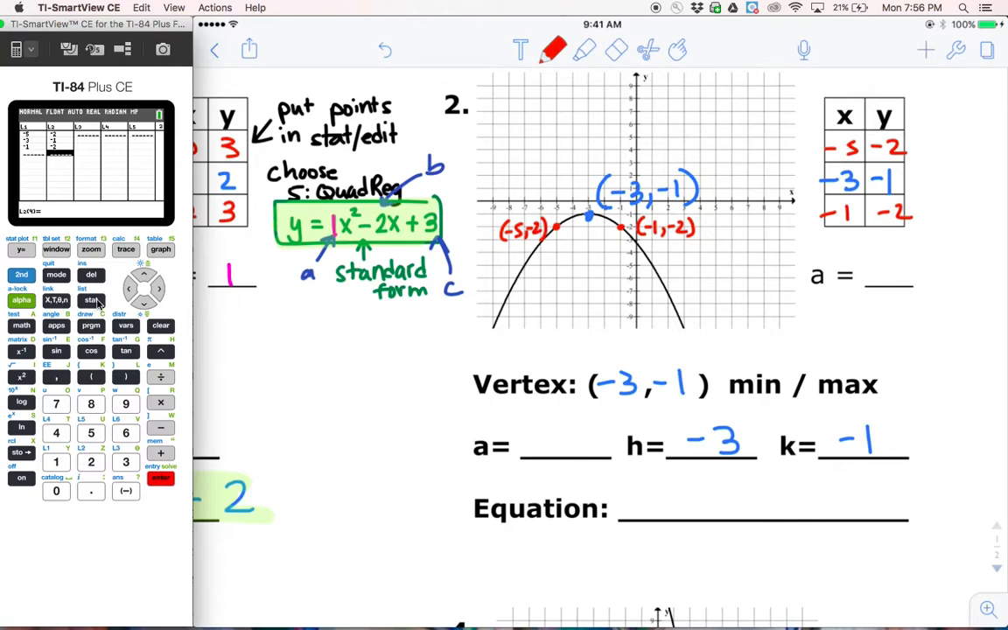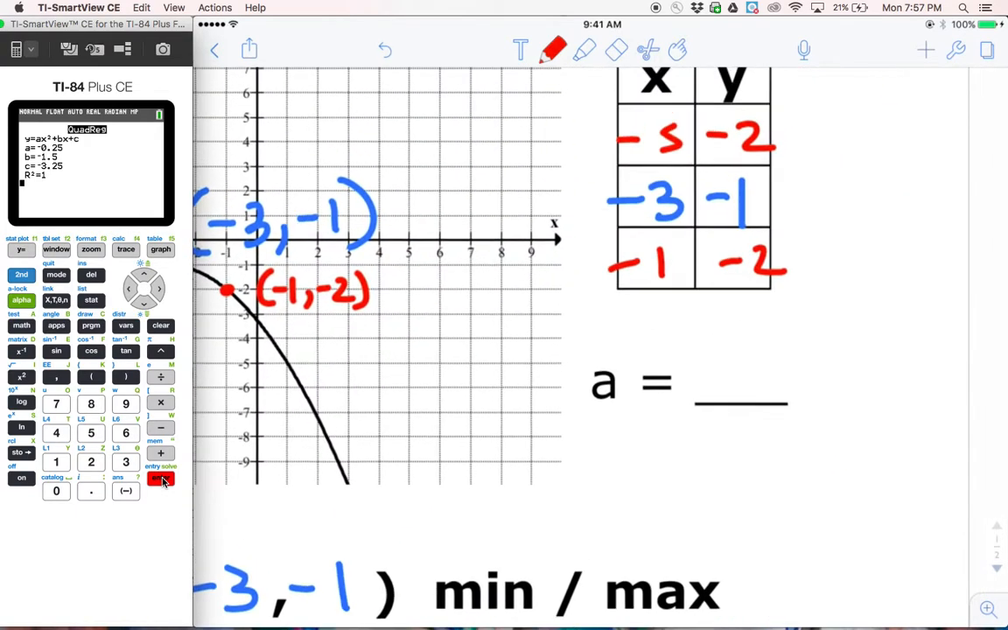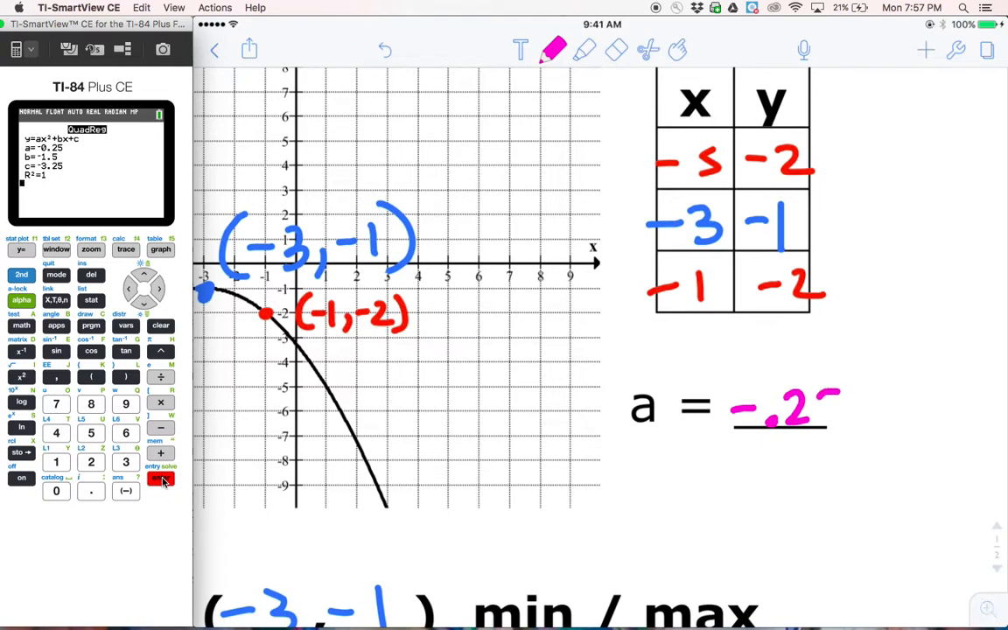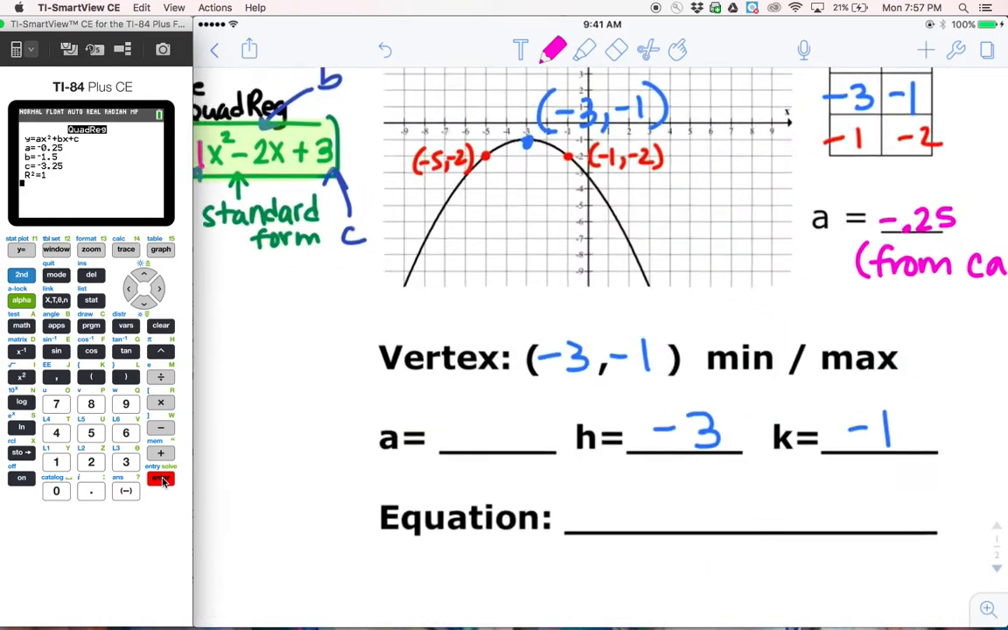All right, so it's stat edit, stat calc. We're choosing option 5 for a quadratic. And I get A equals -0.25, and then I get B and C, which I don't really care about. So A, we're going to write down, it's -0.25, and I'm just going to put "from calc" so I don't forget how I got that. Okay, -0.25, and I got that from my calculator.